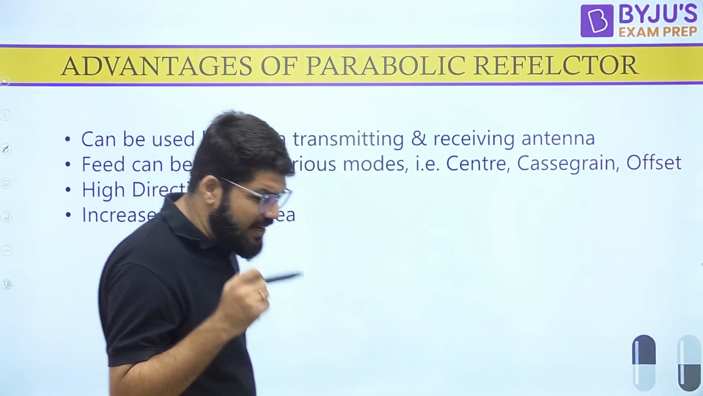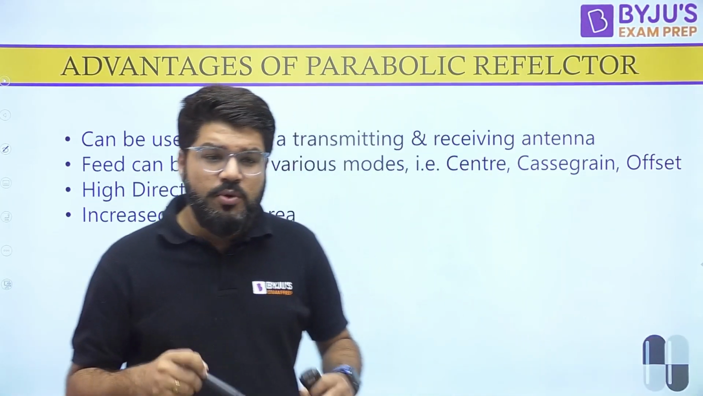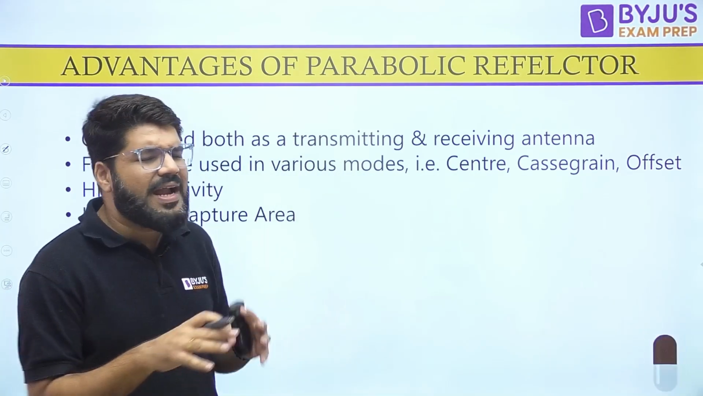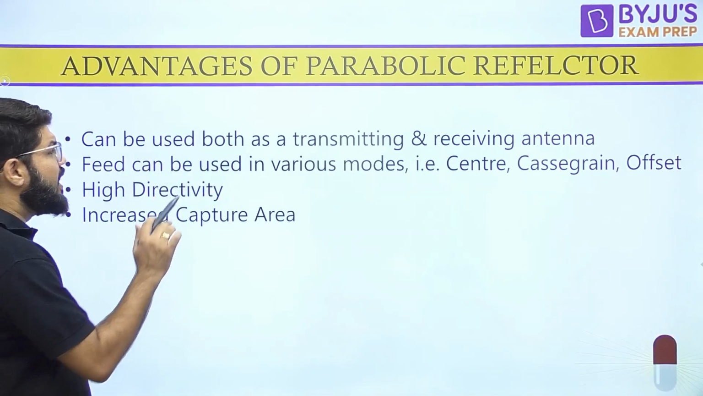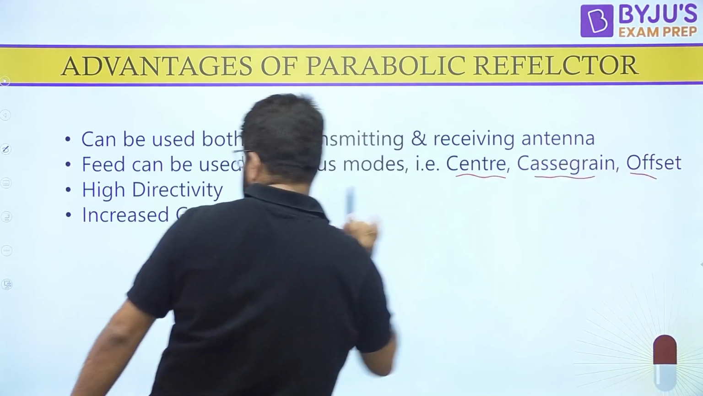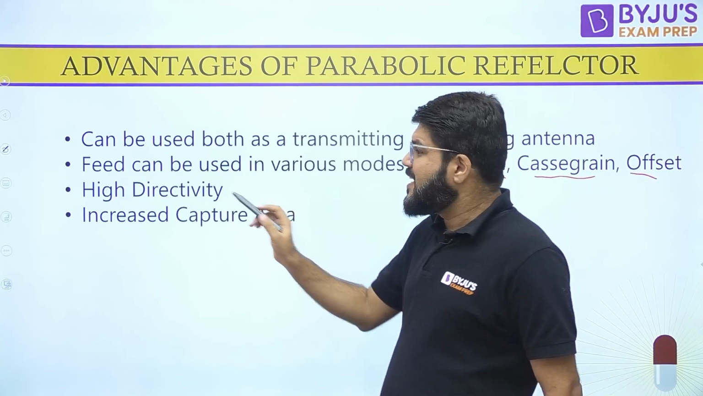So let's go through some advantages and let's understand the reasons also. A parabolic reflector can be used both as a transmitting and receiving antenna, although we are discussing right now the receiving antenna. The feed can be in various modes, that is the center, Cassegrain, and the offside feed. One of the major advantages of the parabolic reflector is the high directivity.